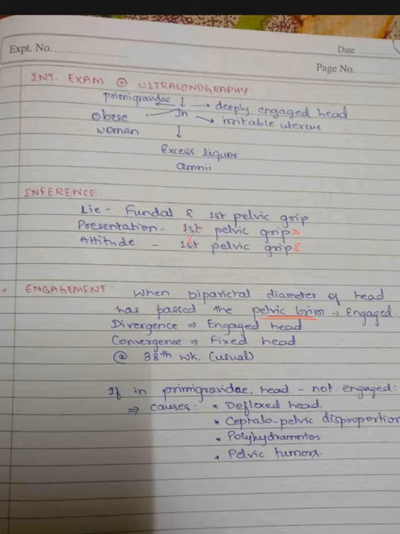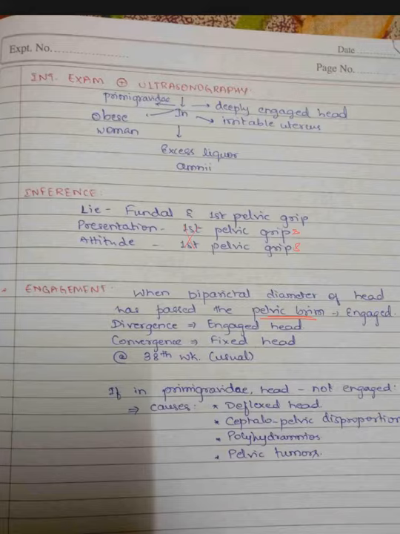Coming to the next thing, the last concept, that is the engagement of the head. When the biparietal diameter of the head has passed the pelvic brim, the head is said to be engaged. If there is divergence of fingers in the second pelvic grip, then it is an engaged head. If there is convergence of the fingers in the second pelvic grip, then it is a fixed head.